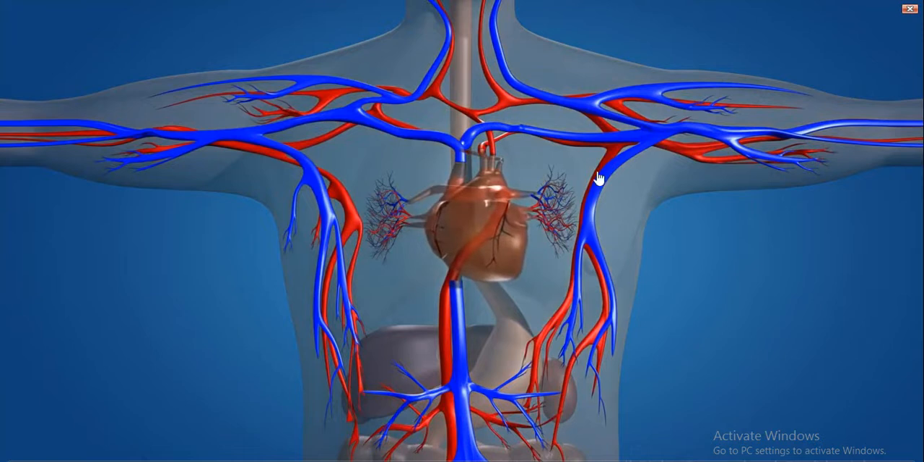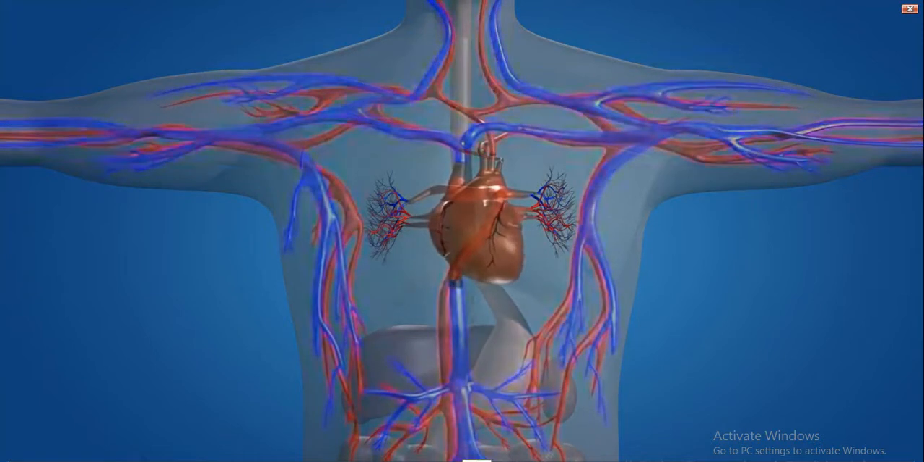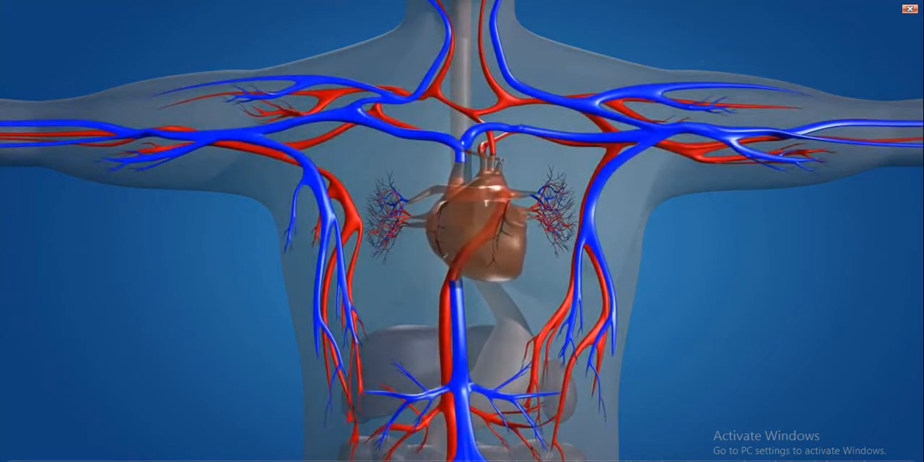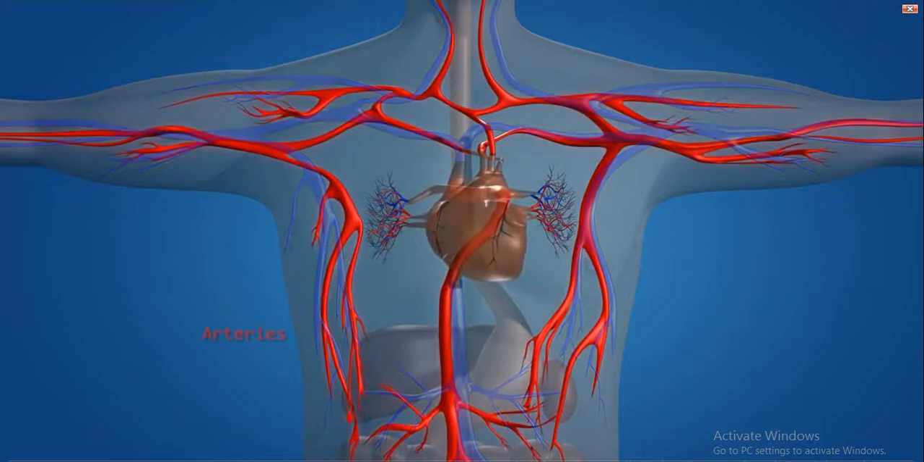Then what are the types of these blood vessels? One kind is the arteries. This red color given is the arteries. Arteries means the blood vessels that take blood away from the heart. The blood vessels that take blood away from the heart are known as the arteries, flowing all over the body.